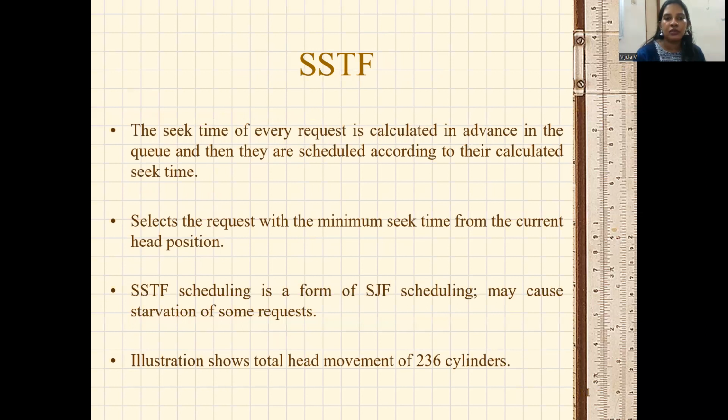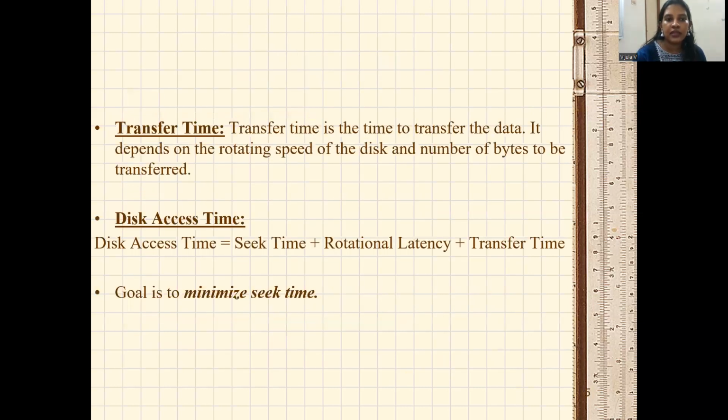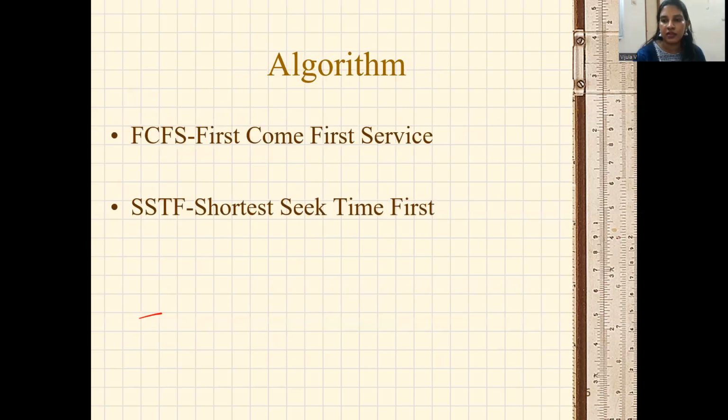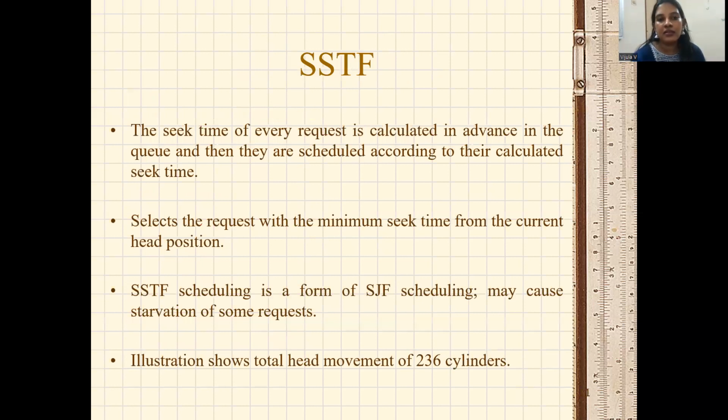Now coming to shortest seek time. As of now, we've seen the first algorithm, first come first serve, and now we'll go to the second one. Here the seek time of every request is calculated in advance in the queue, and then they are scheduled according to their calculated seek time. The request with the minimum seek time from the current head position is selected. This scheduling algorithm is also a form of shortest job first scheduling, which may end up in starvation of some requests.